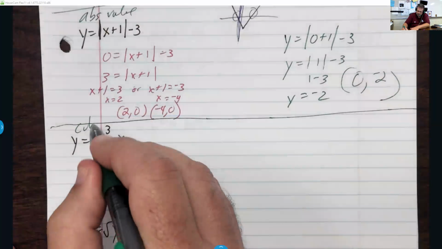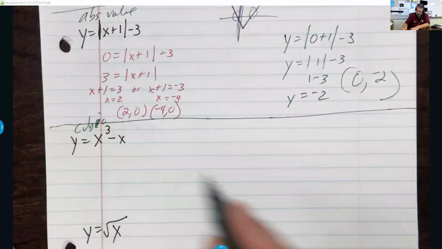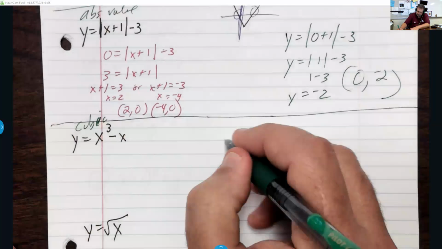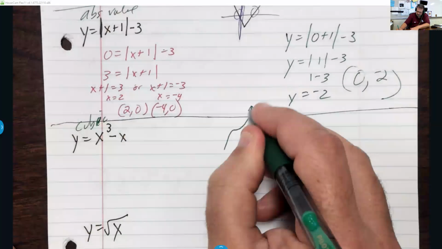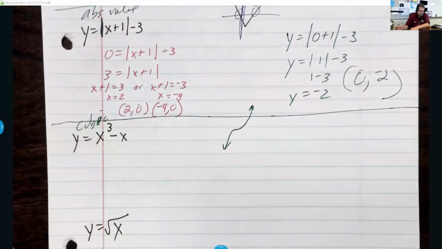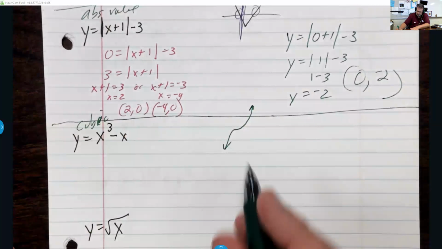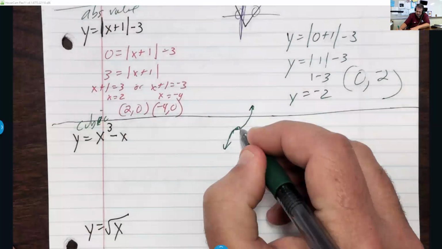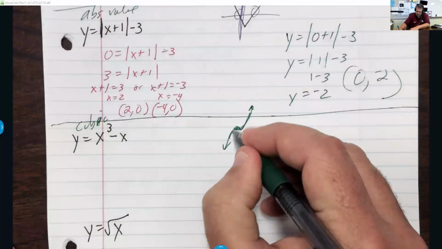This one's cubic because of that 3. Cubic functions tend to look like this, some variation, like a snake, which usually depends on how many you can find. Okay, this is an interesting cubic function because it's going to look more like this. You can have more of a hump.